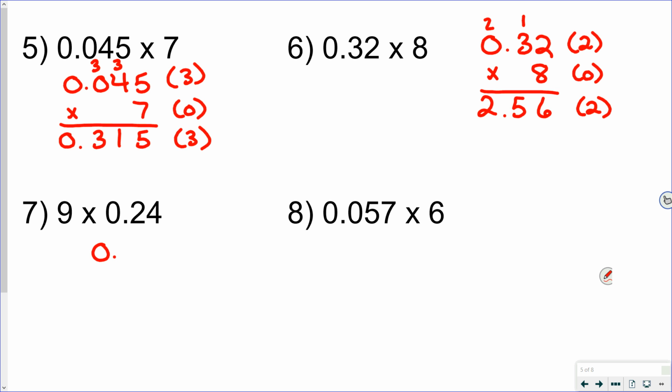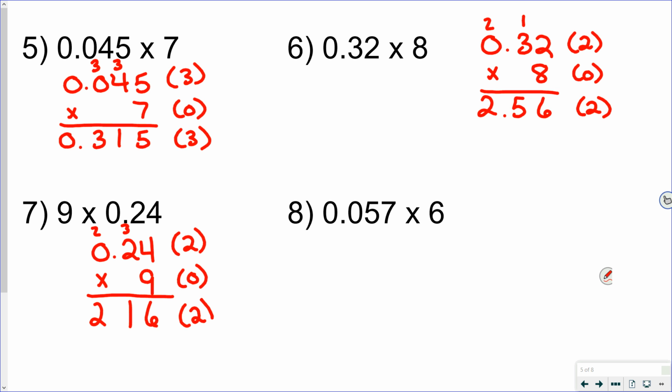For number 7, I'm going to switch those around because 0.24 has more digits. So I'm going to put that on top and make my work more efficient. 9 times 4 is 36. 9 times 2 is 18. Plus 3 is 21. 9 times 0 is 0. Plus 2 is 2. There are 2 digits after the decimal point in 0.24, none in 9, for a total of 2 digits behind the decimal point. So my answer is 2.16. 2 and 16 hundredths.